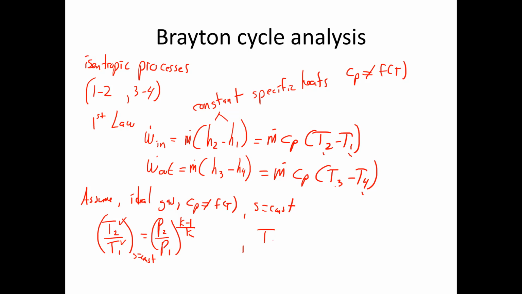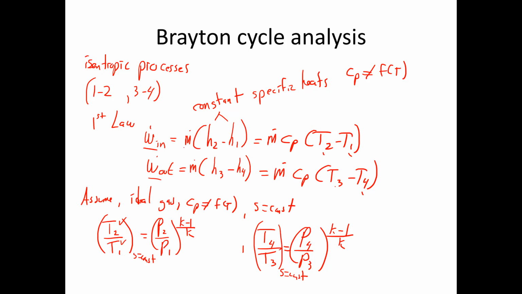Same thing for the turbine. The temperature coming out of the turbine divided by the temperature entering the turbine is going to equal the inverse of that pressure ratio to the (k minus 1) over k. And again, that is for a constant entropy process. So that would be what's called the isentropic work in and the isentropic work out of the turbine.